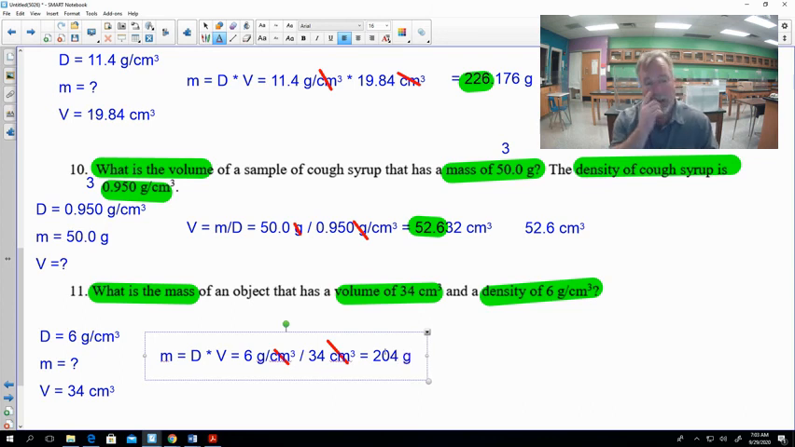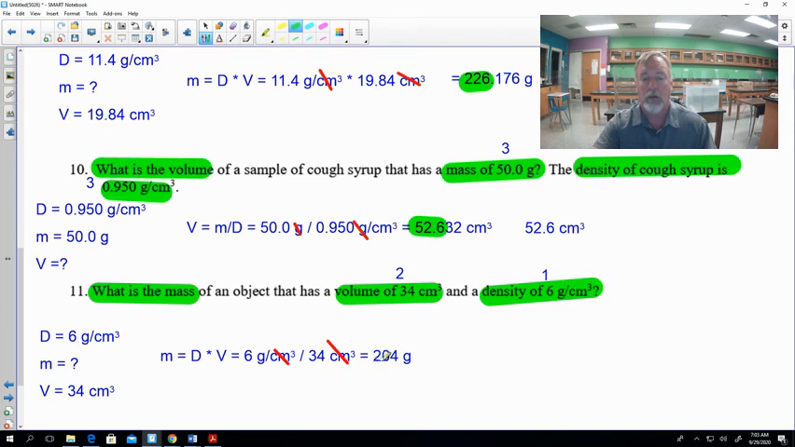How many sig figs are we allowed here? We had 2 from the volume, but we only have 1 from our density. So how do we write 204 with just 1 sig fig? Here's our sig fig. It's the 2. That 0 tells you to round down. So we're going to leave the 2 alone.